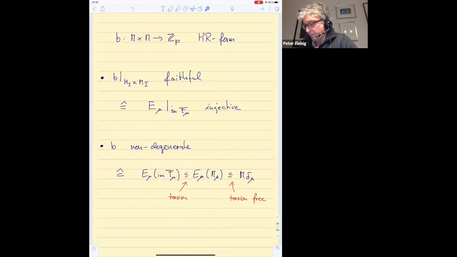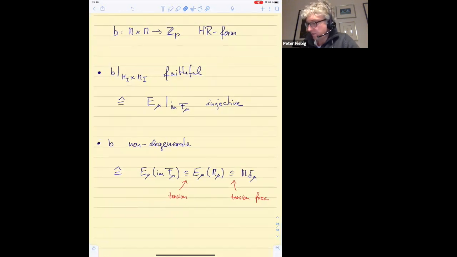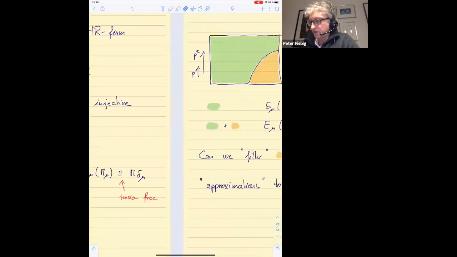And the other is that the quotient e mu m mu divided by e mu image f mu is a torsion module. So we are over the p-adic integers, and the inclusion here is torsion free. So let me give you a kind of a picture of the situation.